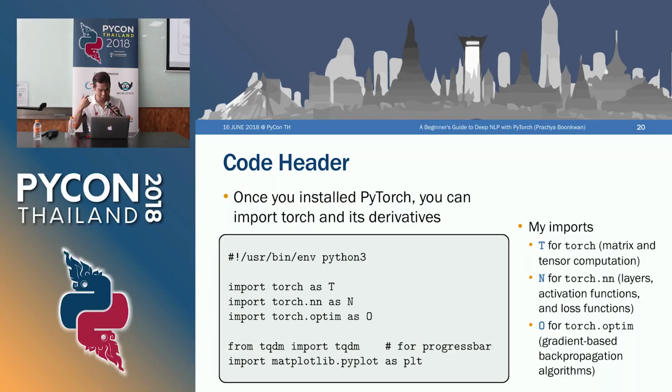So the code header for PyTorch looks like this. You import torch as T. These are my favorite imports: torch as T, torch.nn, the neural network module, as N, because I don't want to type a lot. I use acronyms all the time. And torch.optim as O. So from now on, I'm going to refer to torch as T, neural network as N, and optimizer as O.